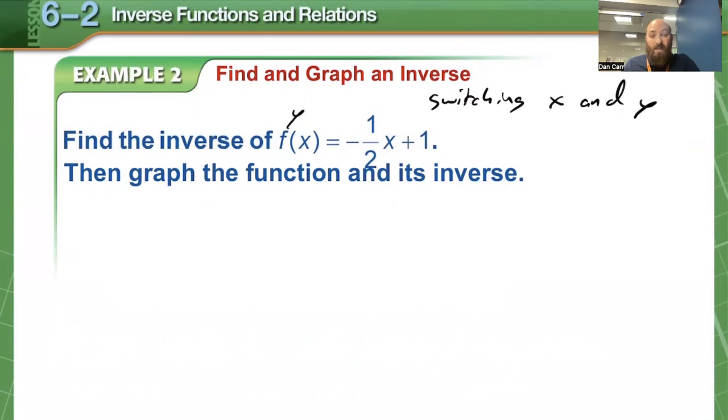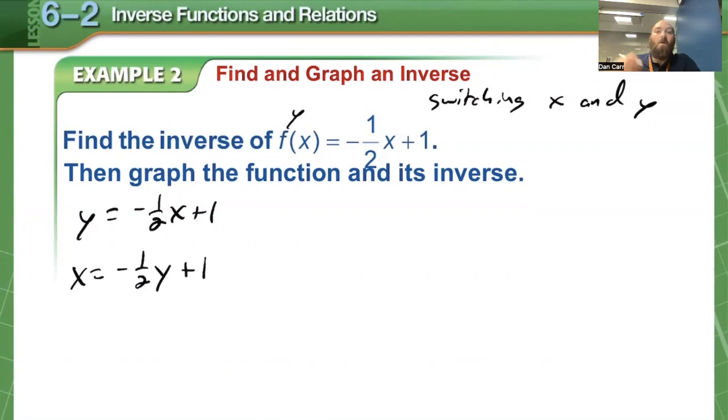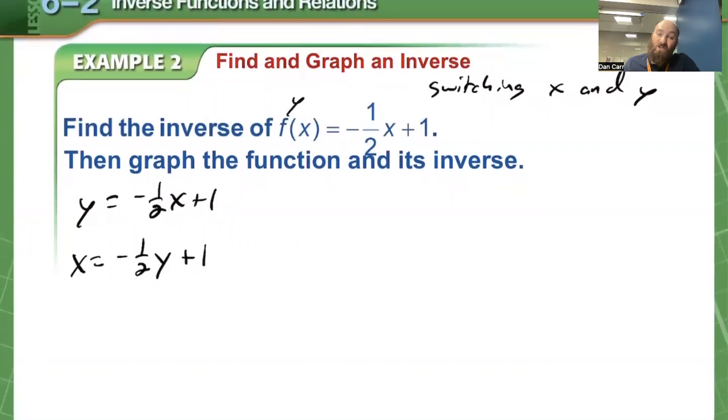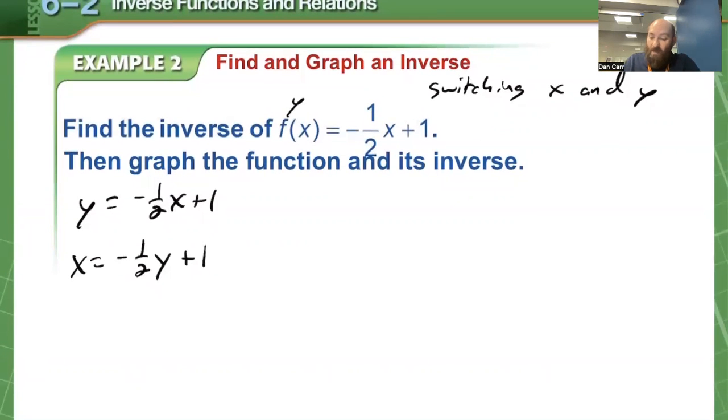Remember, f(x) I can treat like it's a y. So if I have y equals negative 1/2 x plus 1, I'm just going to switch x and y with each other. So x equals negative 1/2 y plus 1. To get the inverse function, we now have to solve this for y. This is being multiplied and then added, so I need to subtract first.